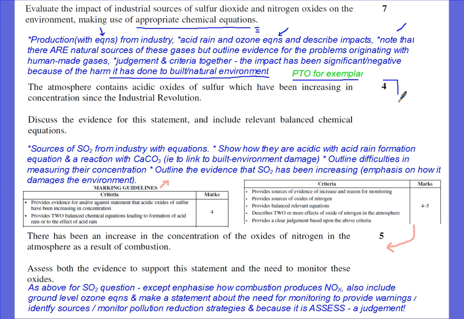The next big question was a 4 marker here. The atmosphere contains acidic oxides of sulfur, which have been increasing in concentration since the Industrial Revolution. Discuss evidence for this statement and include relevant balanced chemical equations again. And so this is just focusing on oxides of sulfur.